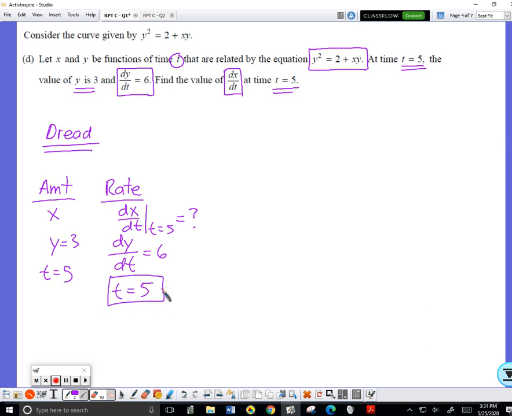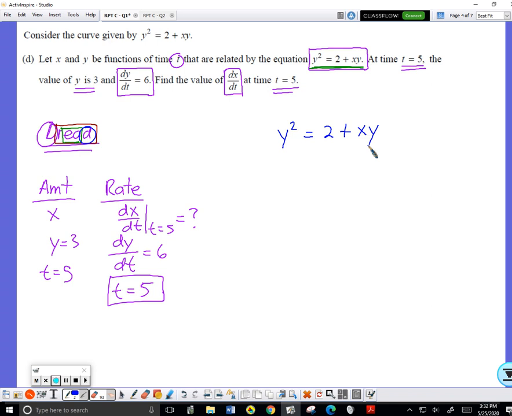This is our moment. So we've got our chart done. We've read the problem carefully, got all the rates written down. We need an equation that combines the rates and the amounts. They gave us the equation. So now we need to take the derivative of that equation with respect to time. So we have y squared is equal to 2 plus xy.